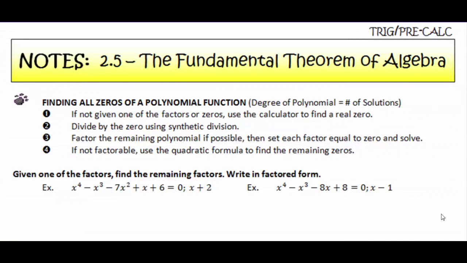This section has to do with the fundamental theorem of algebra, and with a name like that, you know it has to be a pretty big deal. So the theorem itself is actually a fairly simple theorem as far as mathematical theorems go, but the gist of it is that whatever the degree of your polynomial is, that is the number of solutions you should get. So that's written right here. Degree of polynomial equals the number of solutions.